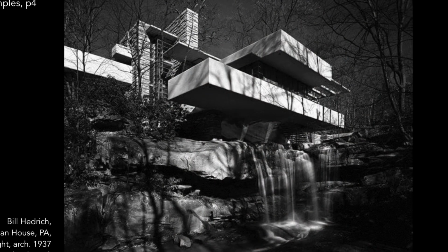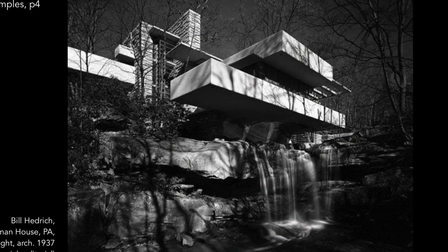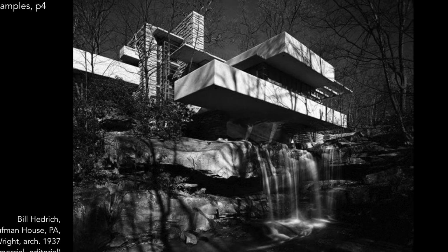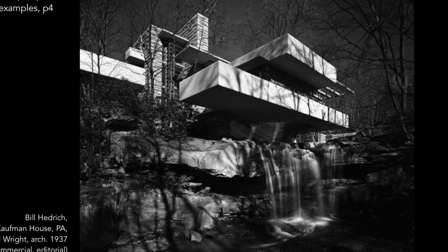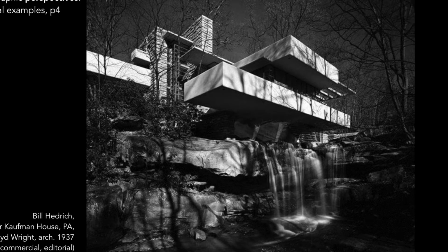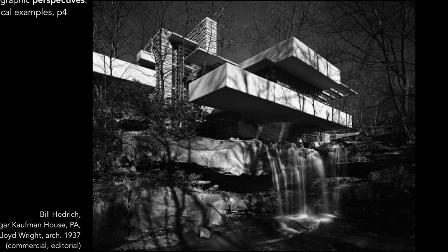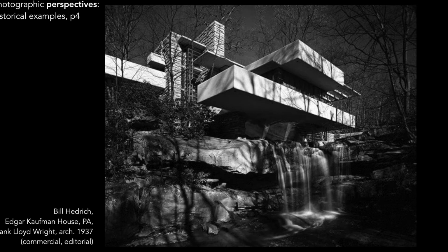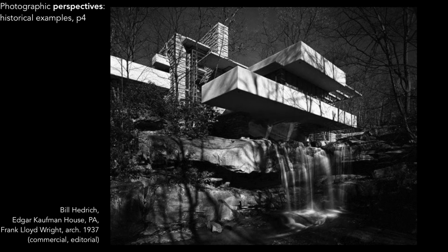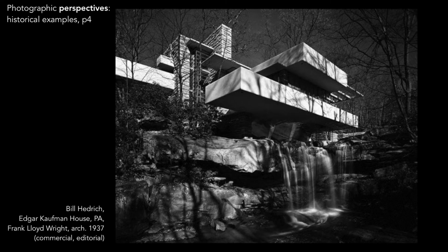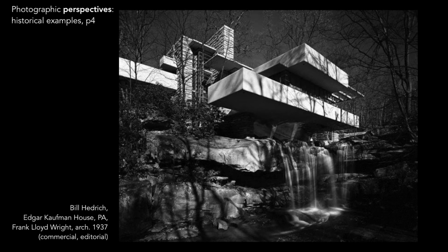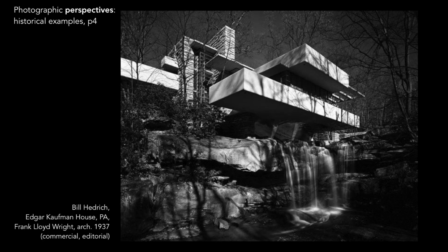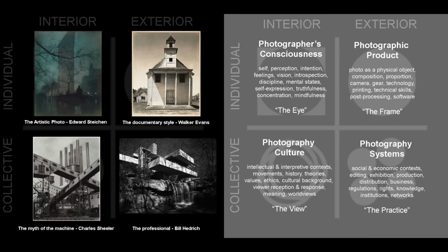This is Bill Hedrick. This is Frank Lloyd Wright's Fallingwater house, and it's actually called the Edgar Kaufmann House, built in 1936, photo taken in 1937. This is photography that's intended to make the best presentation of the architect's work, to be published, to become famous, to be put out there for mass consumption. So it's a kind of commercial architectural photography that's driven by the context of its production and its economics. Basically, what I've just described is the four quadrants, seen through imagery of buildings.